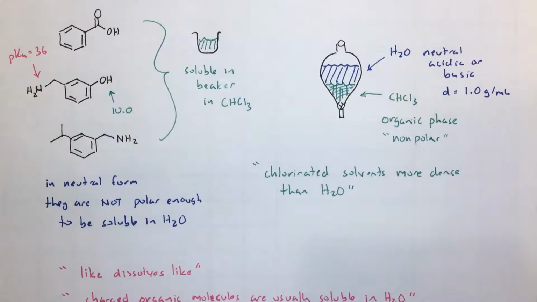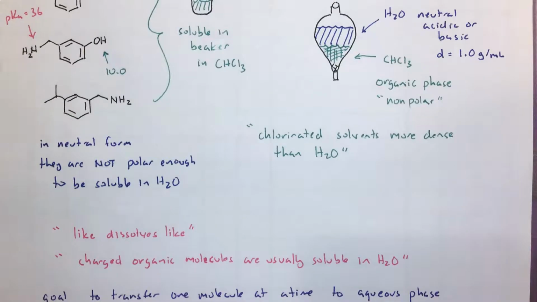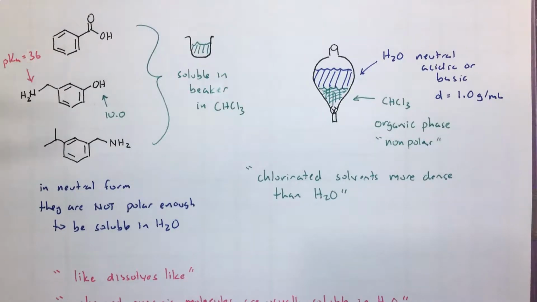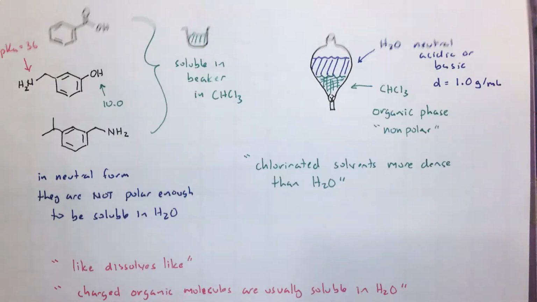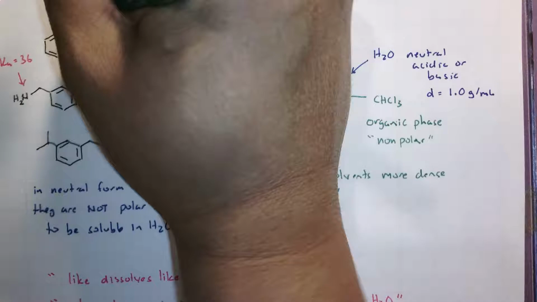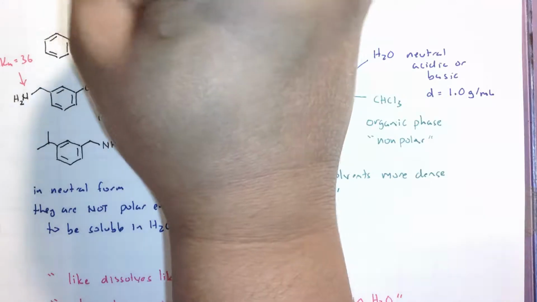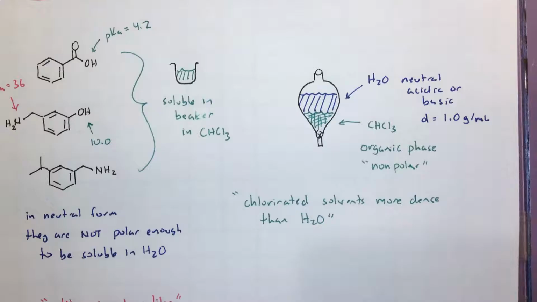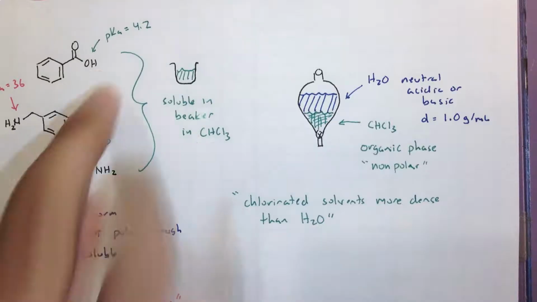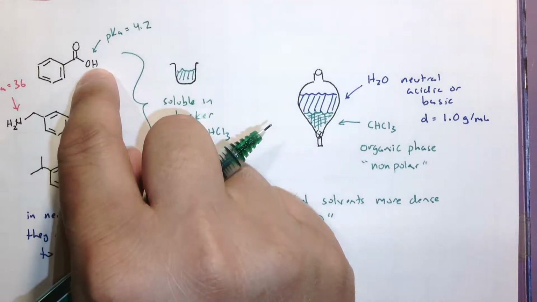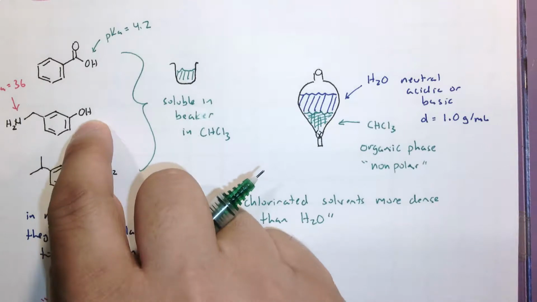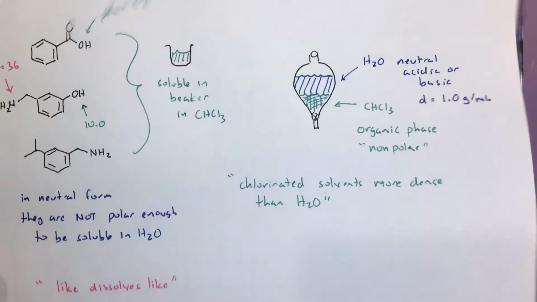But there's a dilemma, right? The dilemma is I don't want to transfer both of these into the water. I only want to transfer one of them. It's all about that base. If I use a weaker base, okay, think about this. The pKa of this equals 4.2. If I use a weaker base, I can probably still deprotonate the strong acid, but maybe not the less strong acid. Let me show you that base that I have in mind.